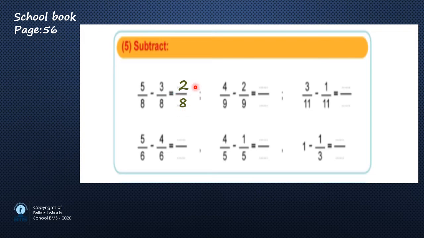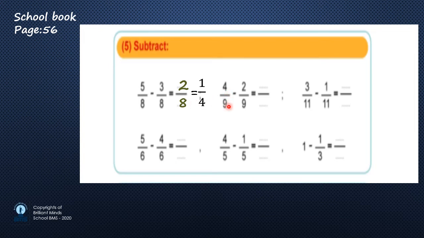Third step, check for simplify. Is 2 over 8 in the simplest form? Yes or no? No, I can find 2 and 8 in table 2. So we must divide up and down by 2. 2 divided by 2 equals 1. 8 divided by 2 equals 4. Okay, let's go to the next one.